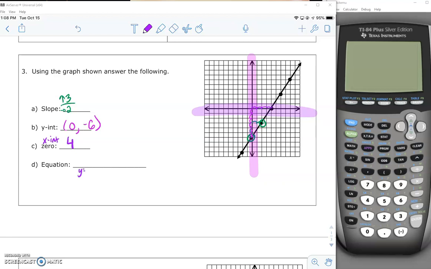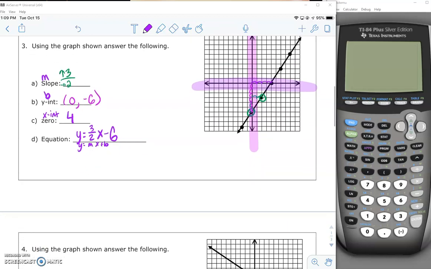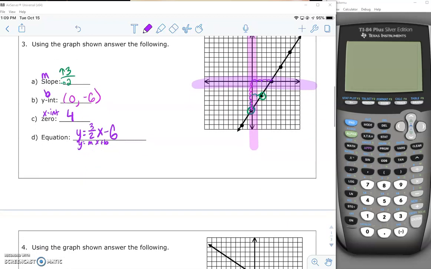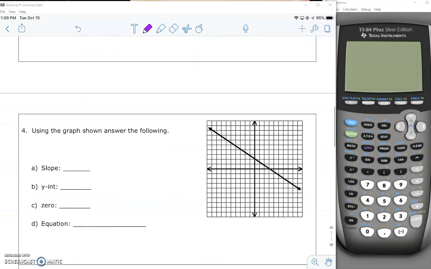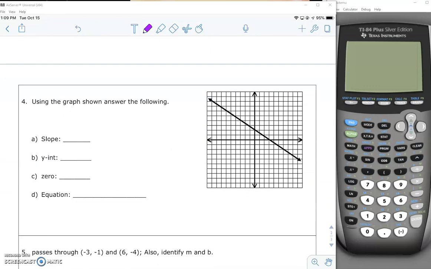For the equation, we can use the slope and the y-intercept. Filling in with the information we know, our slope is 3 over 2. y equals 3 over 2 x plus b, where our y-intercept was -6. So y equals 3 over 2 x minus 6. Moving on to number 4. Same thing, use the graph to answer the following.